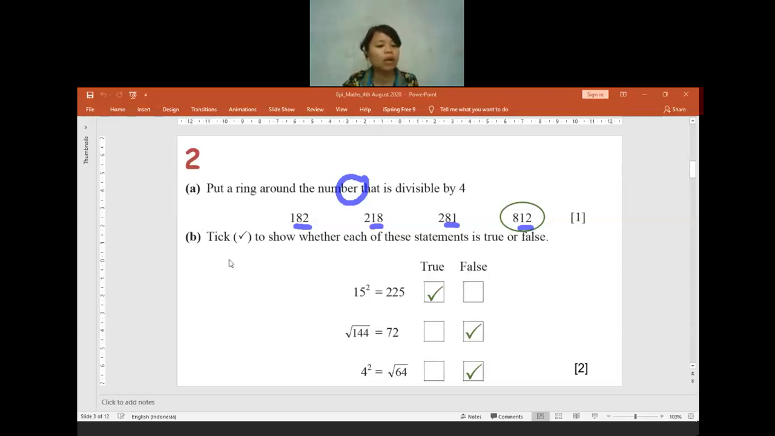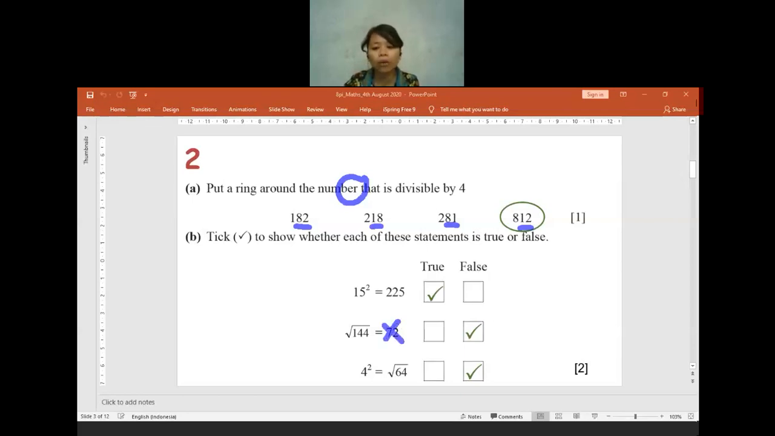Okay, I will continue to question B. Tick to show whether each statement is true or false. 15 to the power of 2 is 225, so I put tick true. Square root of 144, I put tick false, so the answer is not supposed to be 72.